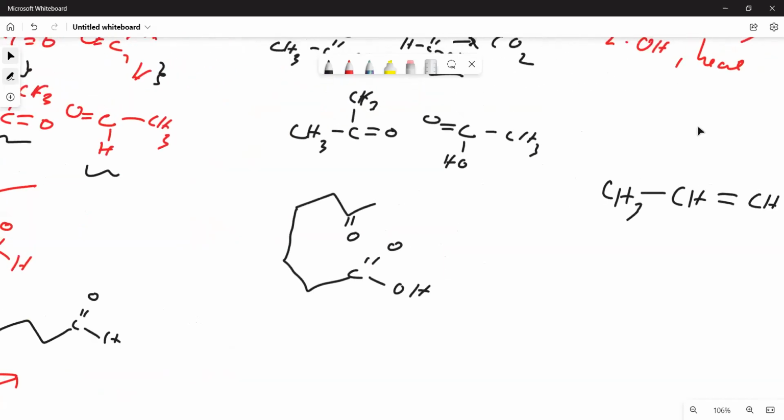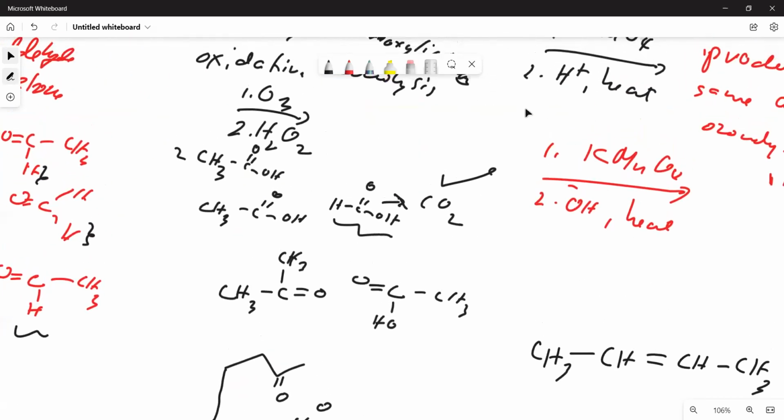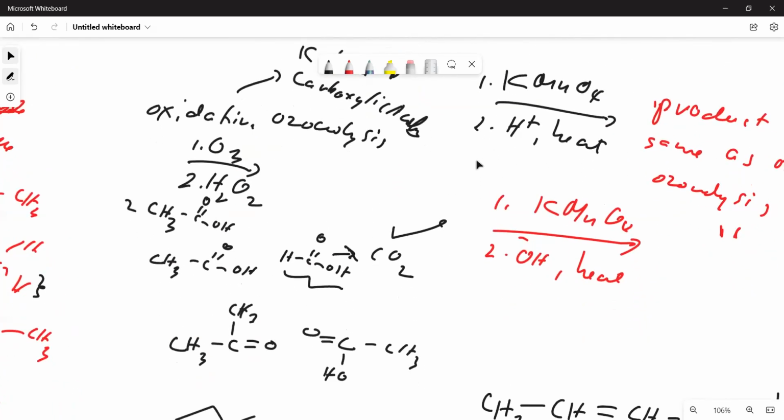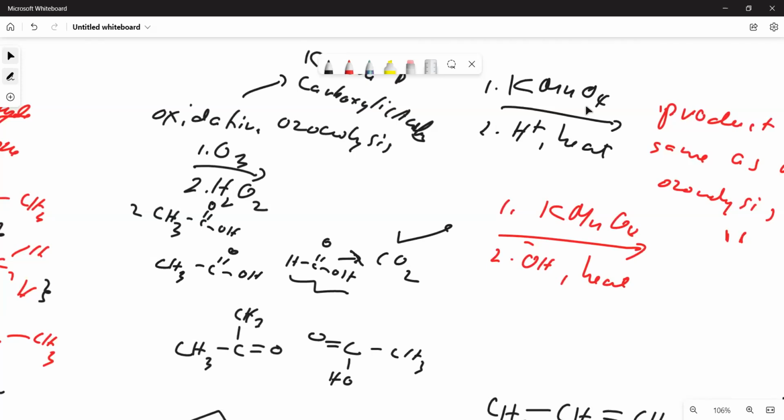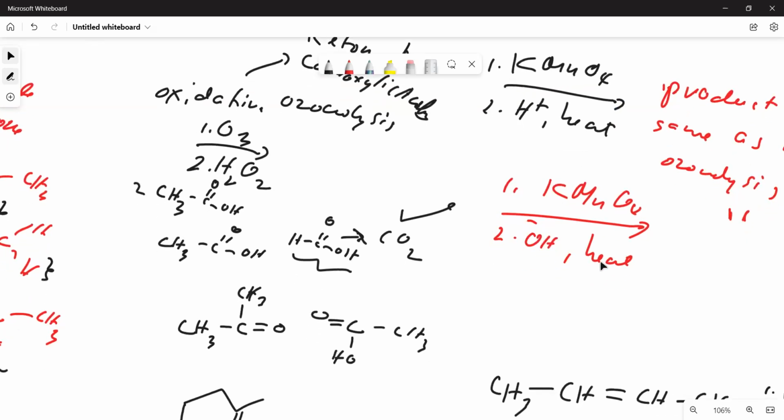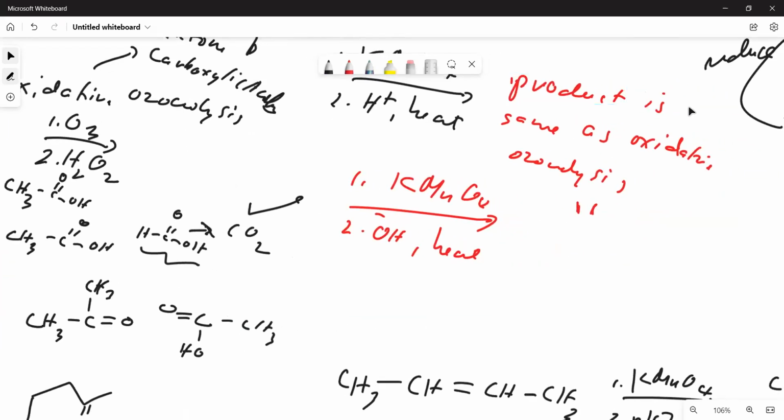Ganyan. Okay? Now, next oxidizing agent is potassium permanganate. So, there are different conditions for this one. For the second one, it could be an acid and then you heat it, or it could be a base and then you heat it. Okay? The products of this, no, the product is the same as oxidative ozonolysis. Okay? So, kung ano yung nakita mong product sa oxidative, ganon din yan sa potassium permanganate, whether it is in acidic medium or basic medium.